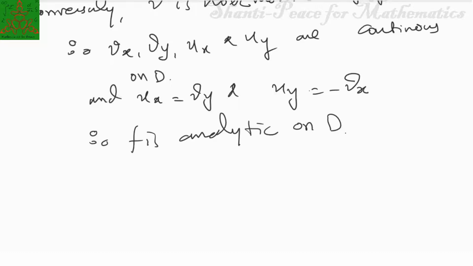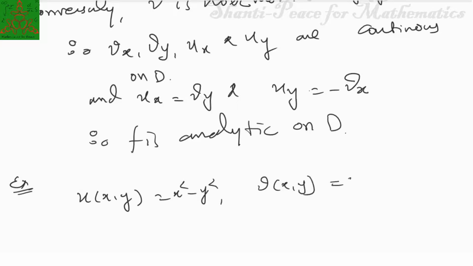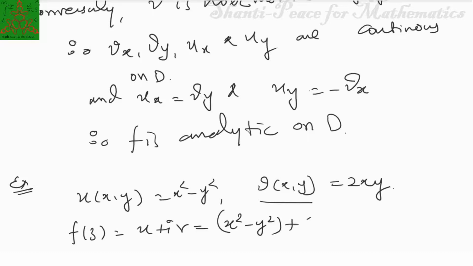See, the following example tells you that if v is a harmonic conjugate of u in some domain, in general we cannot say that u is a harmonic conjugate of v. So if you have this example, u of xy is x square minus y square, and v of xy, if I consider as 2xy, then we can say that v is a harmonic conjugate of u, because f of z is u plus iv, which is nothing but x square minus y square plus 2ixy, and this is nothing but z square, that you can check.